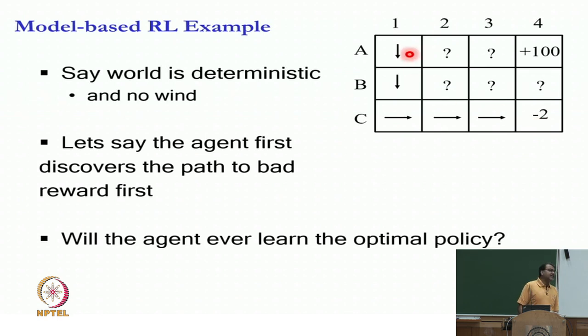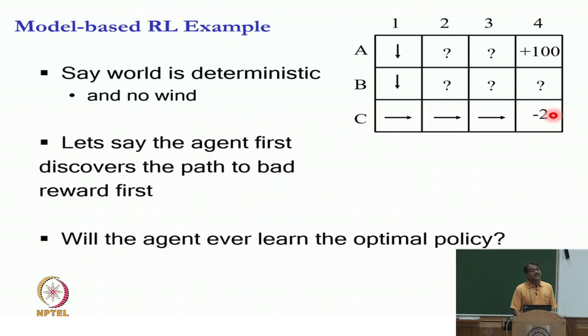So it feels that V of A1 is minus 1 plus minus 1 plus minus 1 plus minus 1 plus minus 1 plus minus 2. So that is minus 7. So it feels like the world is composed of a long term reward of minus 7. If I go down, go right, I will get this minus 2, I will stop, that is my life. Okay? So let us say this is the policy I start with, and now I run it.